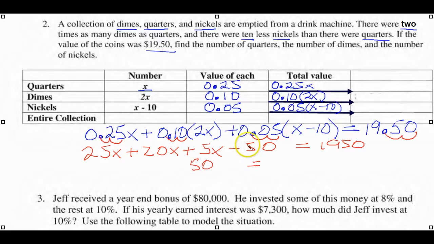I'm going to transpose this to the other side as a positive 50. Divide both sides by 50. I get x equals 40. So the number of quarters is 40. Now the number of dimes would be 2 times 40, or 80. And this would be 40 minus 10 is 30. And that checks out.